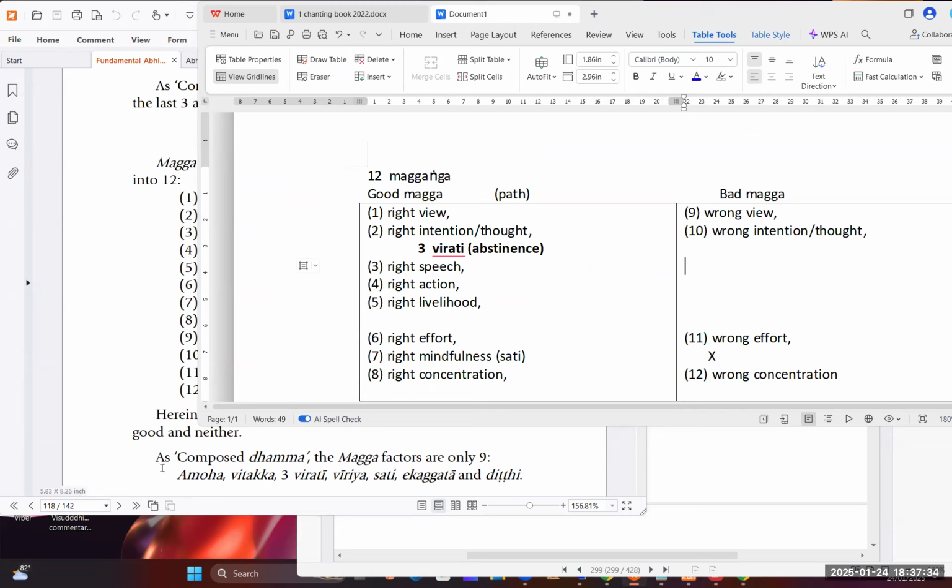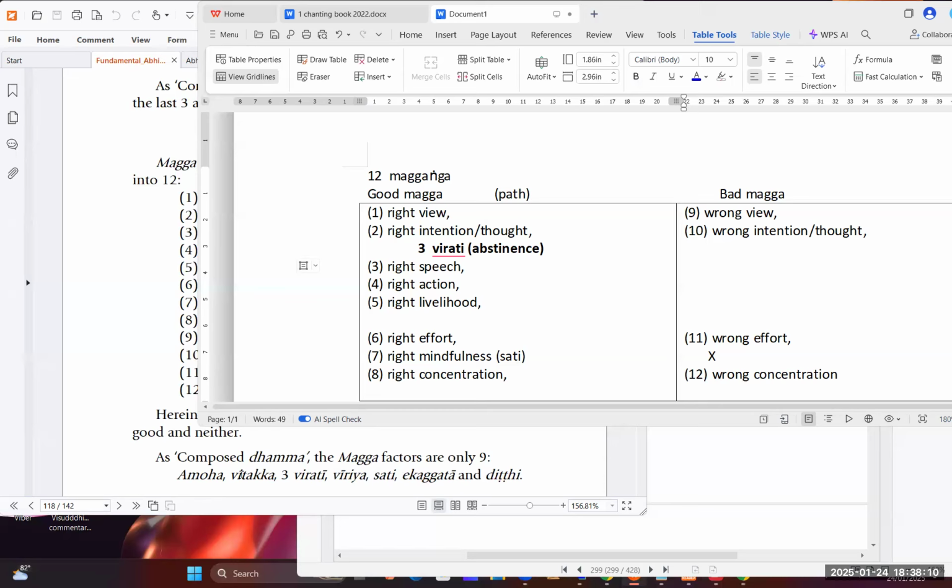Okay, which one is the Amoha? All of these 12. Yes, which one is the Amoha? Okay, what's the meaning of Amoha? Non-delusion. Okay, so which one?